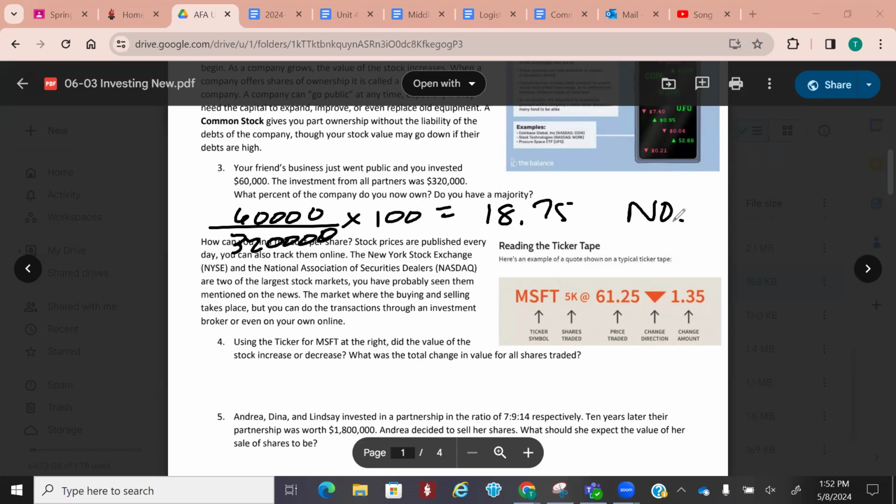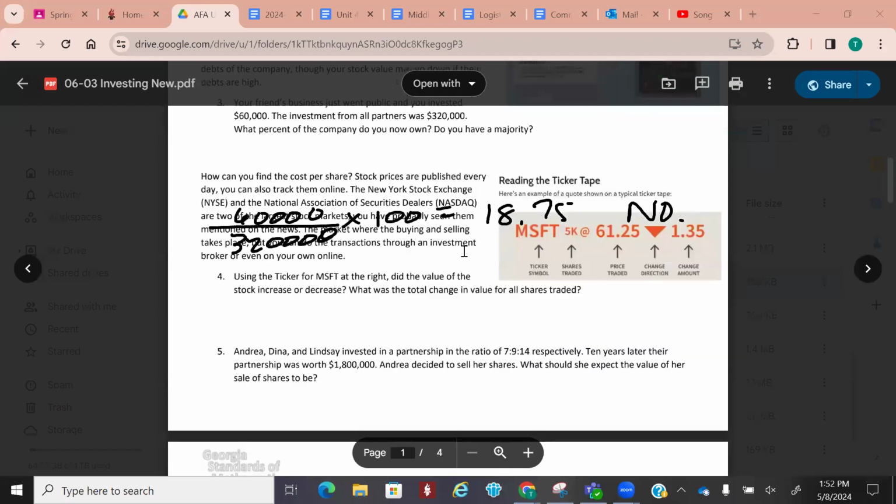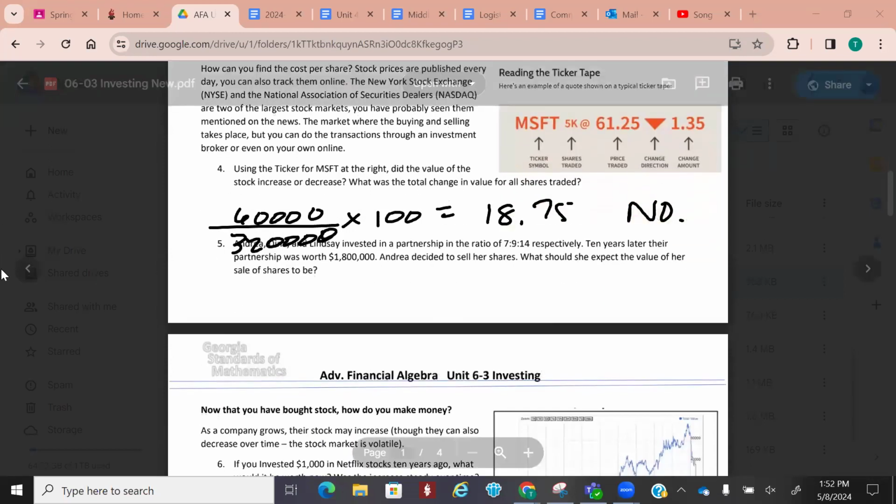Stock prices are published every day, so you can track them online. The New York Stock Exchange and National Association of Securities Dealers are two of the largest stock markets. You've probably seen them mentioned on the news, the market where buying and selling takes place. But you can do the transactions through an investment broker or even on your own online.